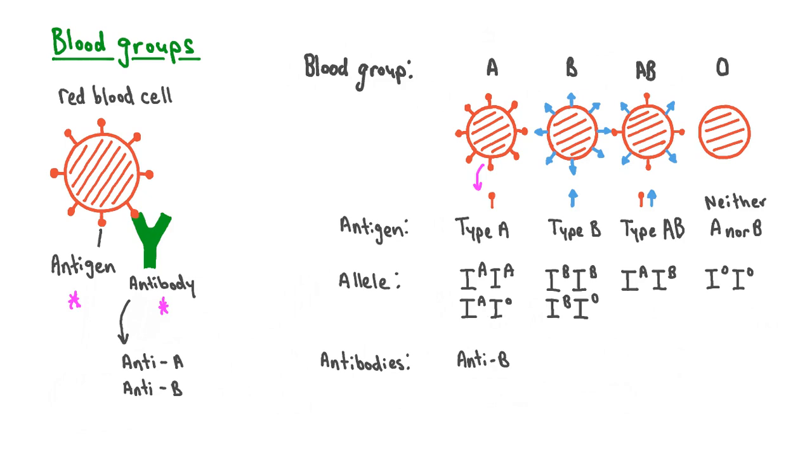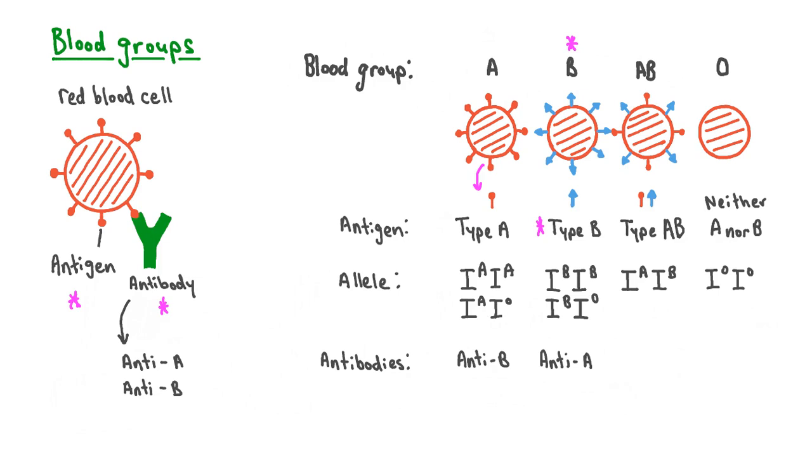The same can be said for someone with blood group B. They'll contain type B antigens, so they won't produce anti-B antibodies, but will instead produce anti-A antibodies, because the type A antigen would be foreign.